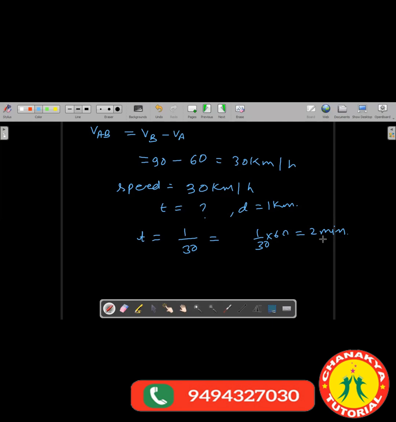Yes, sir. See, here I have used the concept of relative velocity. We need to understand that relative velocity means the velocity of an object or a body with respect to another body. So the velocity of a body with respect to another body, we call it the relative velocity.